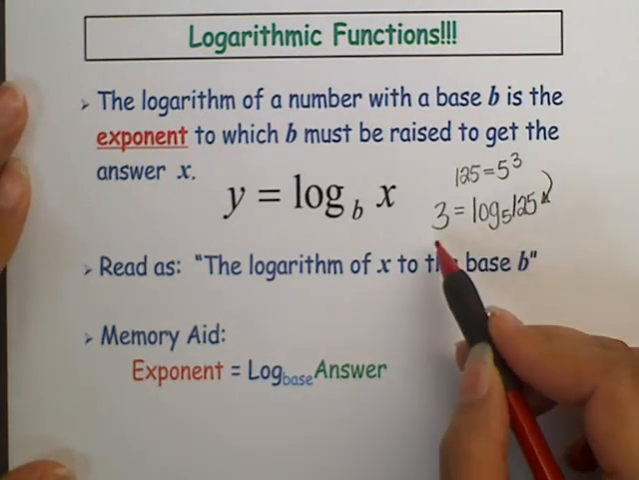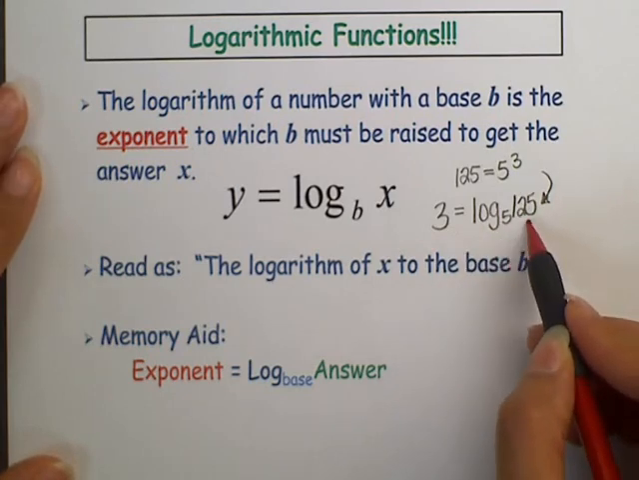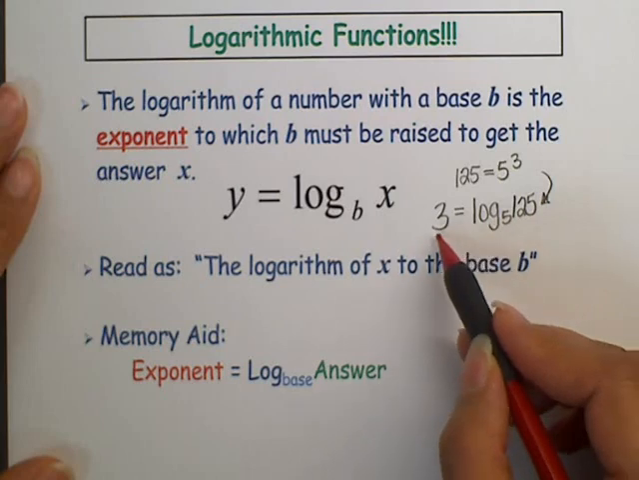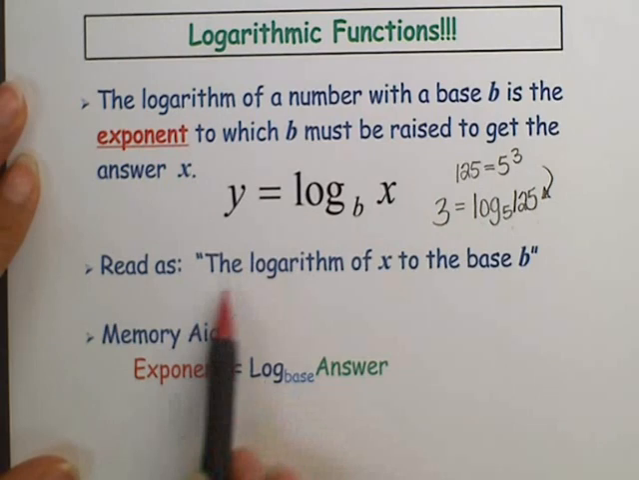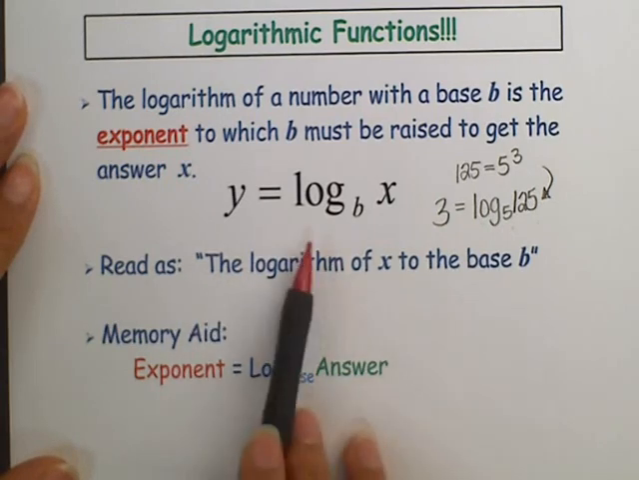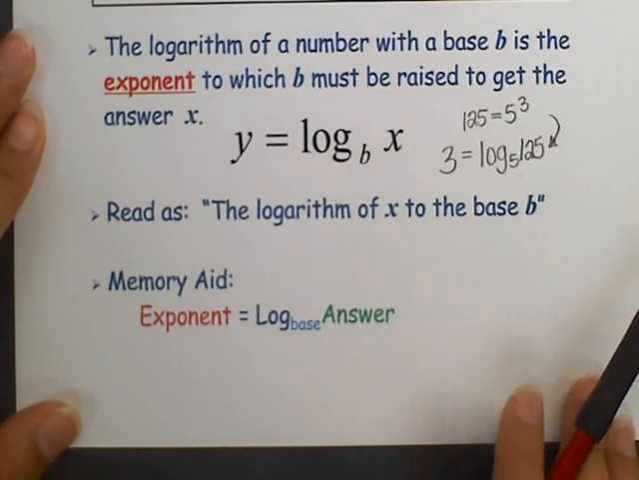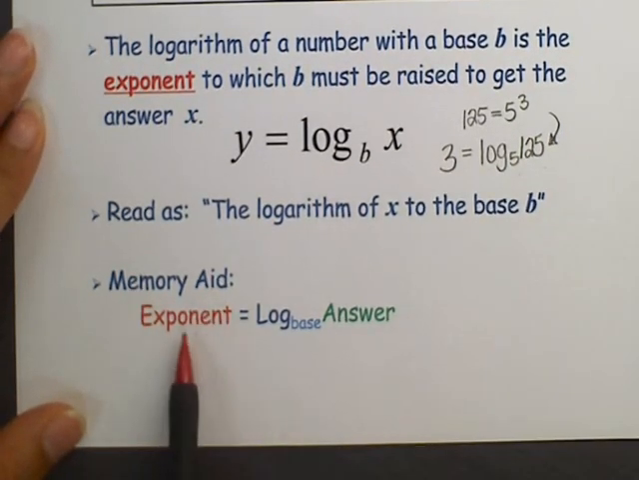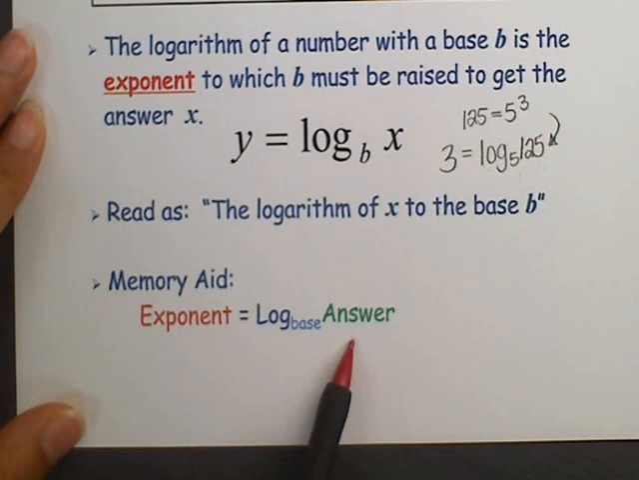Or in other words, 5 to some exponent will give you an answer of 125, and that exponent happens to be 3. When you're reading this statement, you read it as the logarithm of x to the base b, or log base b of x. One way to help you remember it is using this memory aid. The exponent is equal to the log of the base and the answer. So log base answer is equal to the exponent.